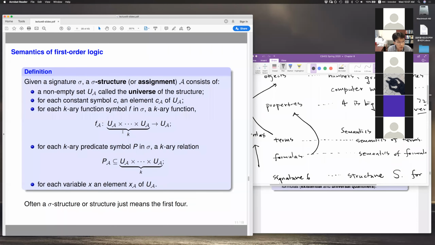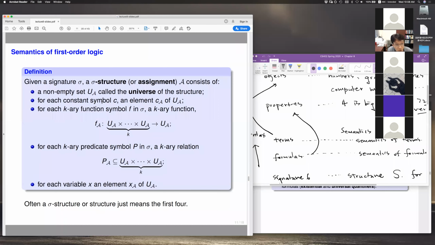Here is a more formal definition of a structure. Given a signature sigma, a sigma structure is essentially a semantics of that signature. It consists of 5 entities. The first entity is a non-empty set, the universe, on which objects live. If you want to talk about number theory, this universe is typically the set of natural numbers or integers, sometimes the real numbers. This is the setting where each object lives.